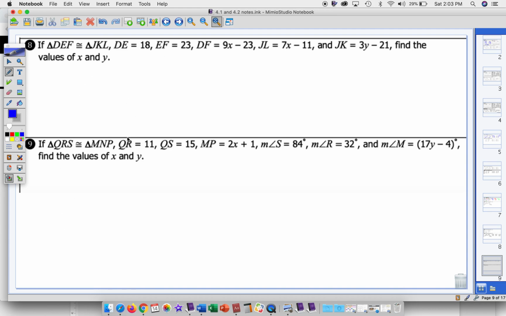Okay, 8 and 9. So now there is no triangle, okay, but you're given all of the information. Just make sure you're pairing up the corresponding parts, okay, and solve for x and y. So go ahead and try 8 and 9. Pause the video, come back when you're done, and we'll compare solutions.